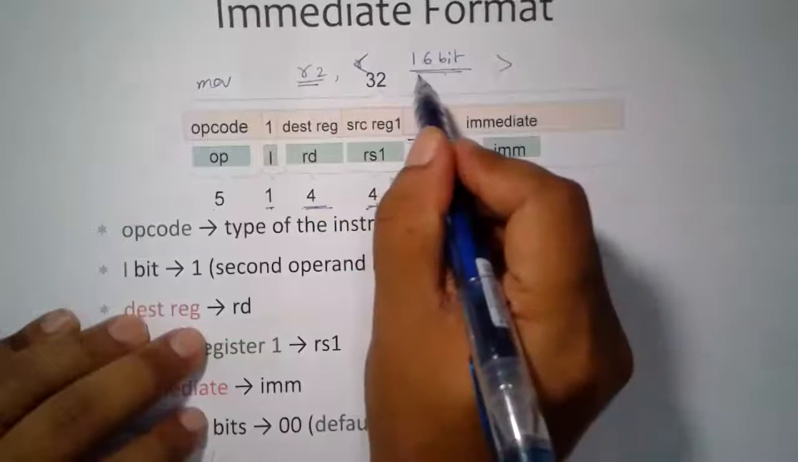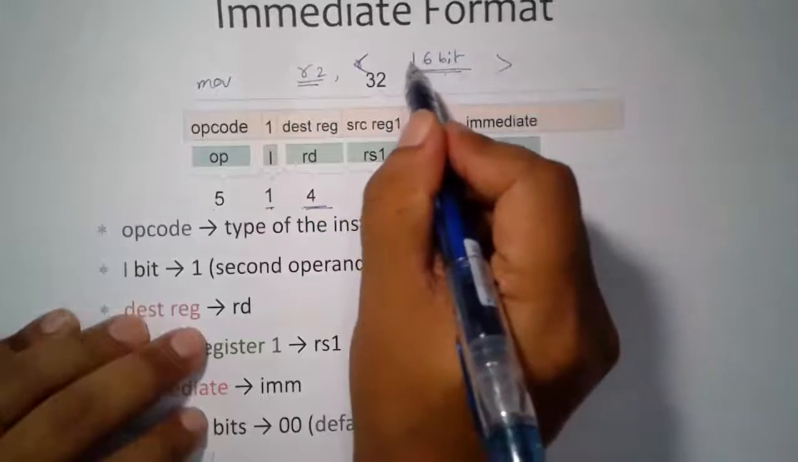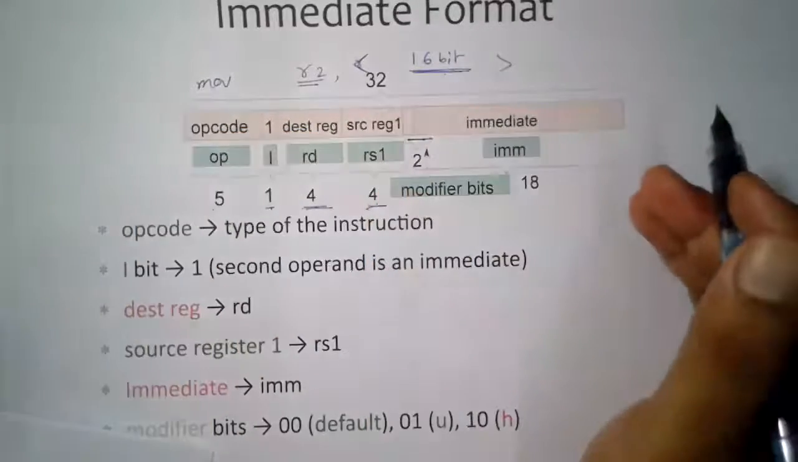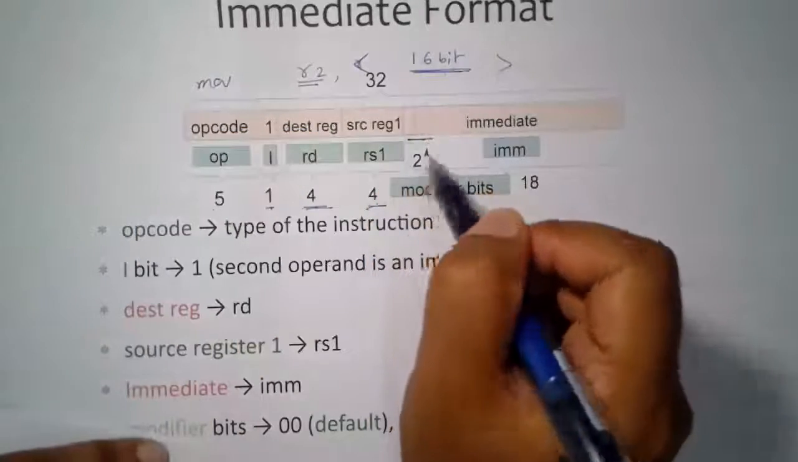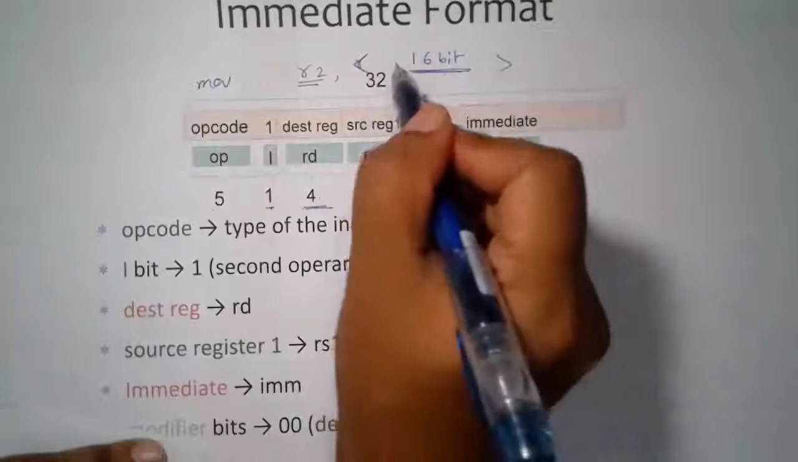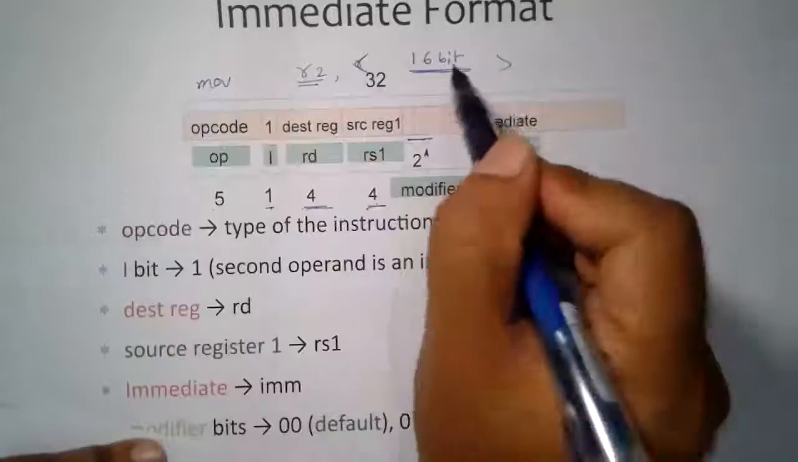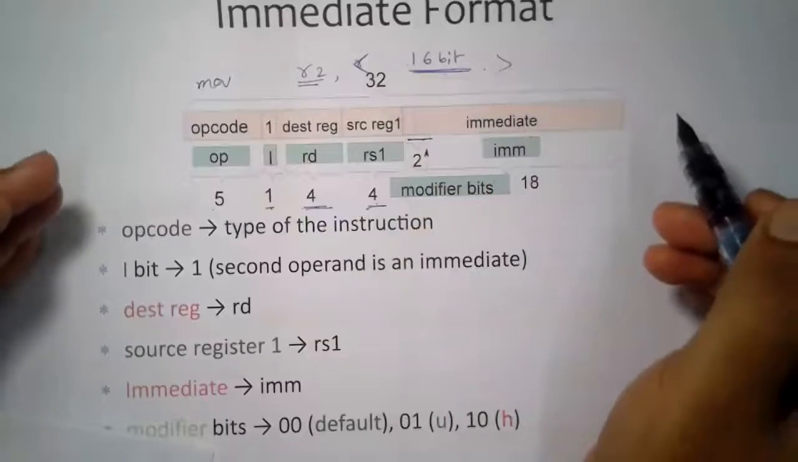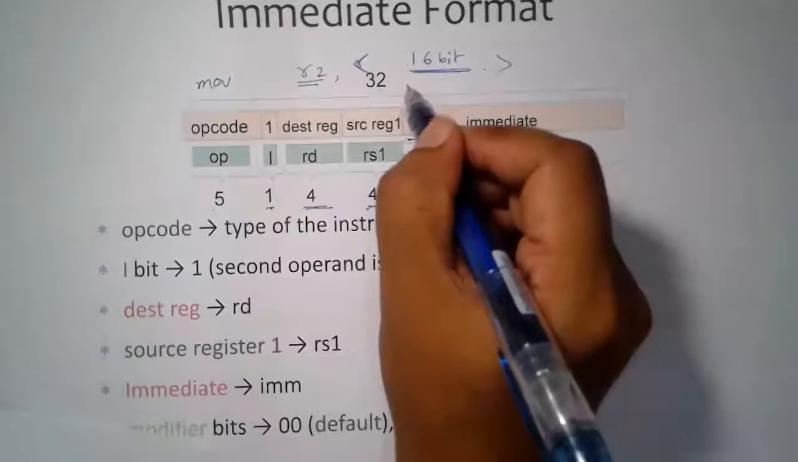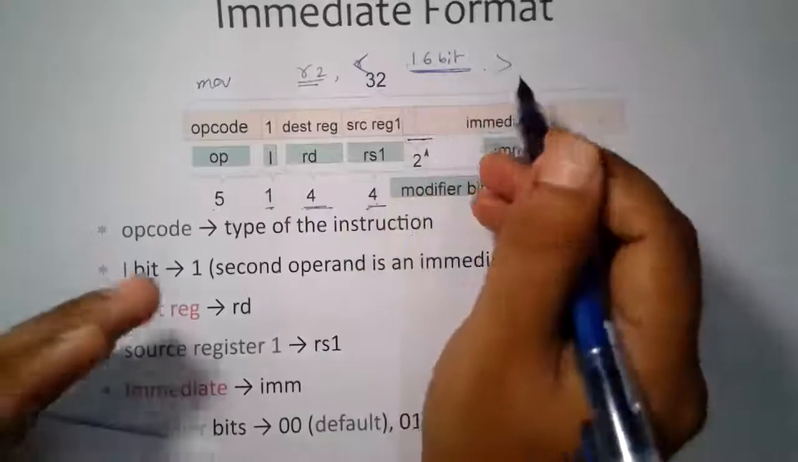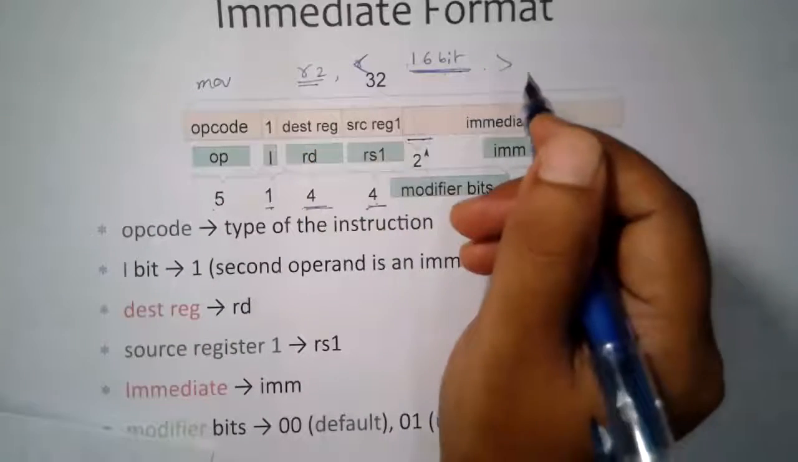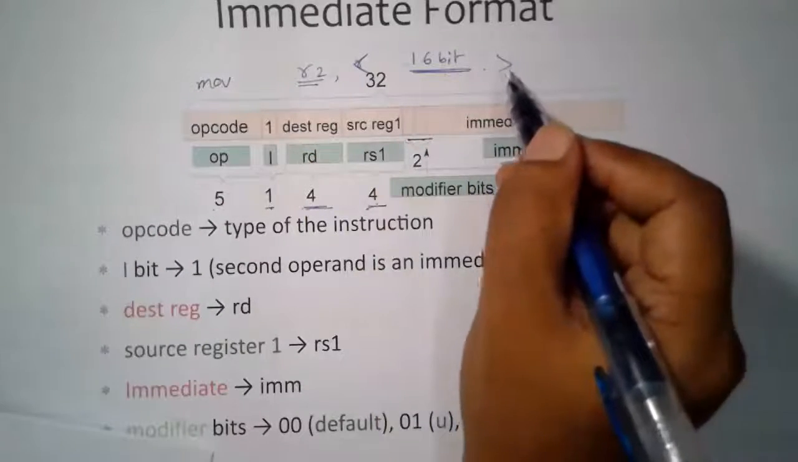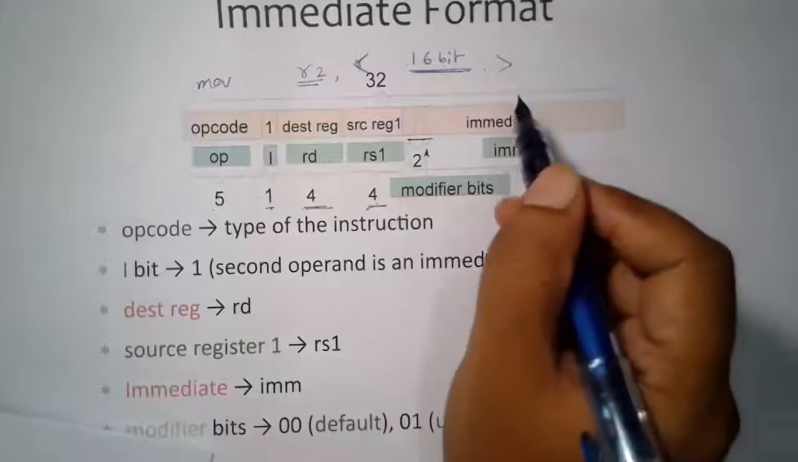If it is the default, then it will just extend the sign bit and convert those 16 bits into 32 bits. If it is unsigned, then it will put zeros in front of these 16 bits to convert it into 32. And if the modifier is H, then it will put these 16 bits as the more significant bytes, and the lower significant bytes will be populated with zeros.